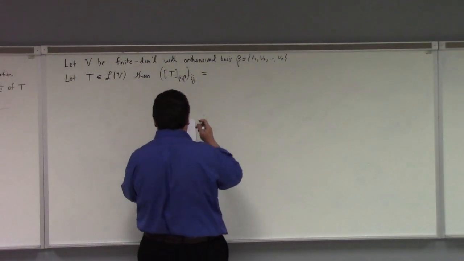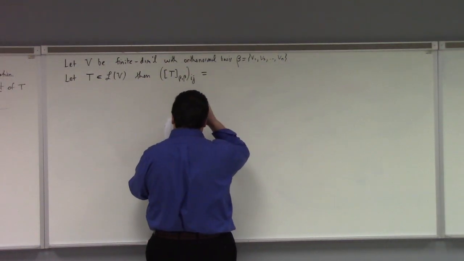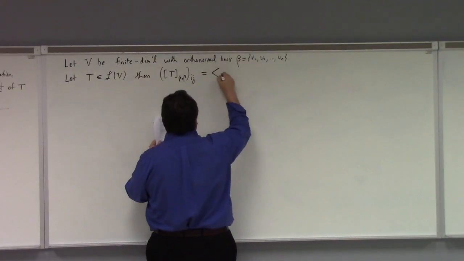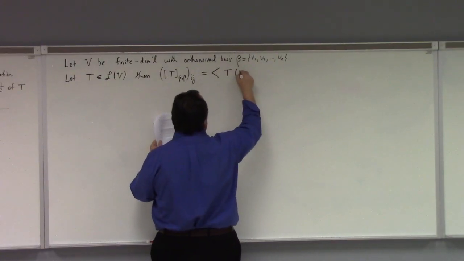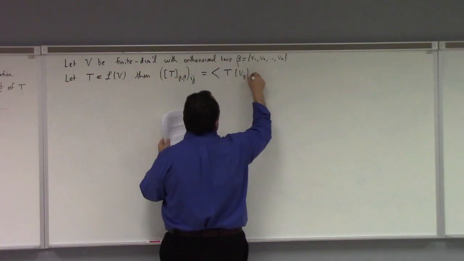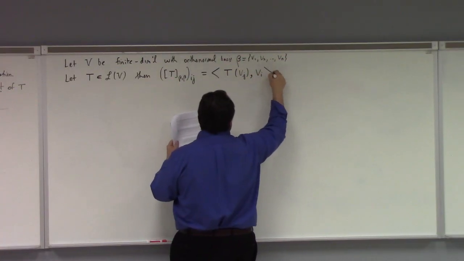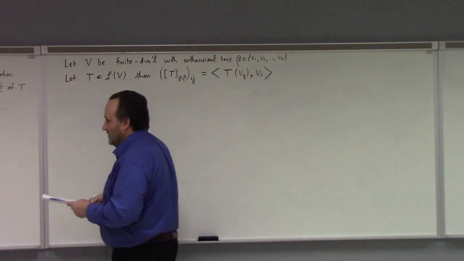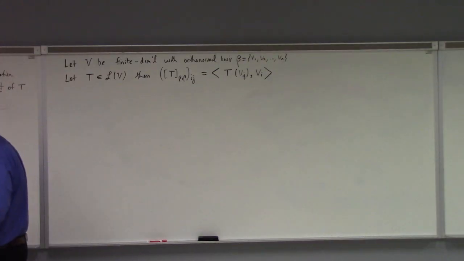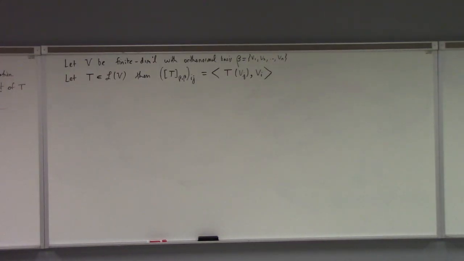We worked this out the other day, right? It was the inner product of T of Vj with Vi, against Vi. Because the jth column is determined by the action of T on Vj, and then we take the inner product with Vi to select the component, because we're working with an orthonormal basis, right? So it's just that.